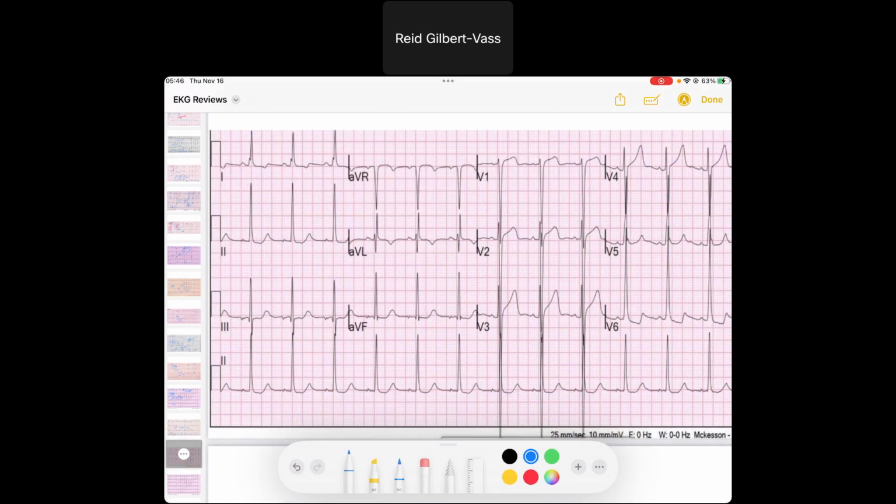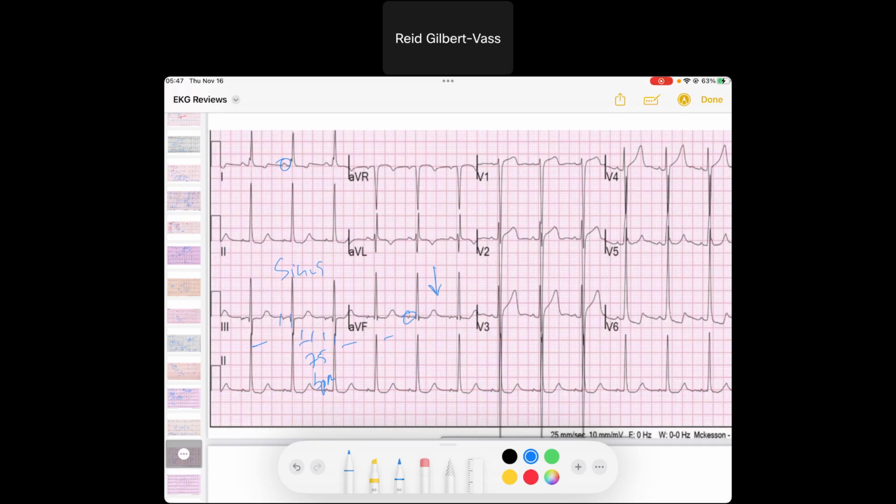So we've got a regular rhythm. Our rate is 300, 150, 100, 75 beats per minute. We've got P waves that are up in 1 and borderline AVF. But this P wave axis is straight down, so I'd call this a sinus rhythm. The PR interval looks good, so our AV node's doing good.